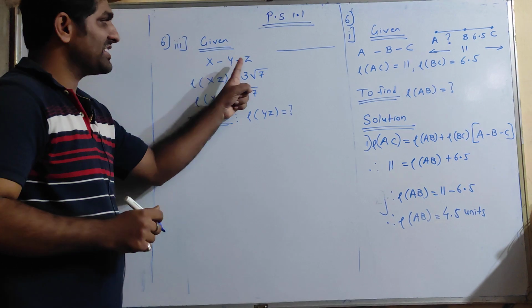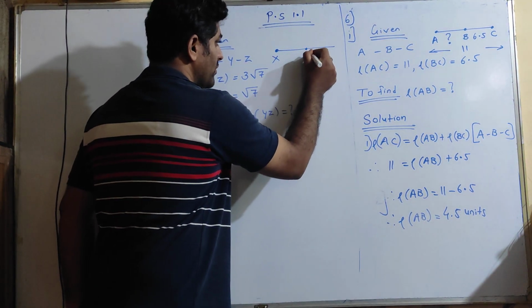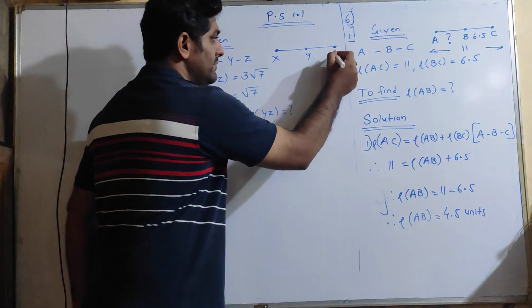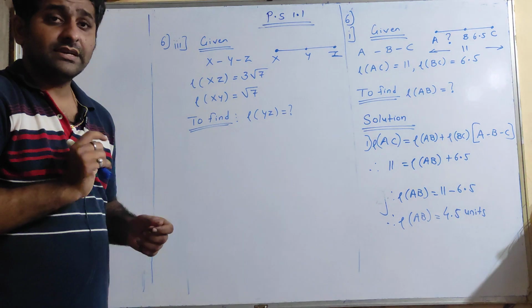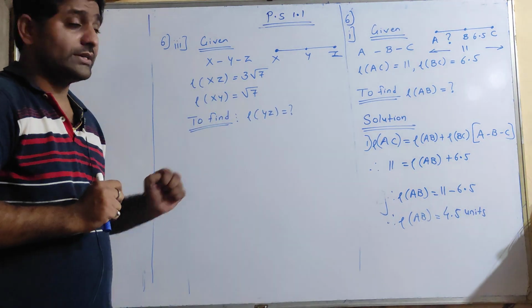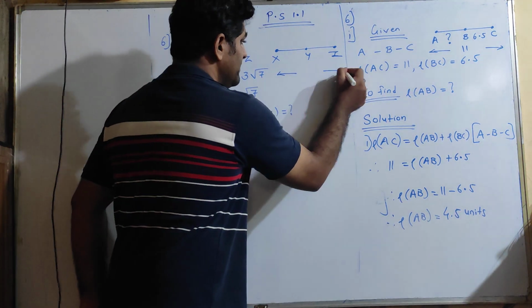This is x dash y dash z. So let's do it. X, y and z. Okay students, let's see further. XZ is given to us as 3 root 7. So let us represent this in the figure.